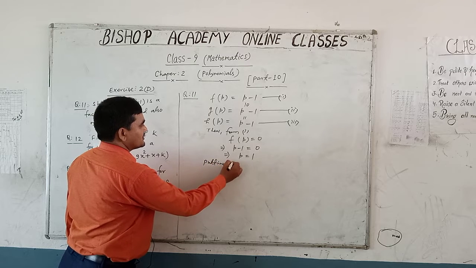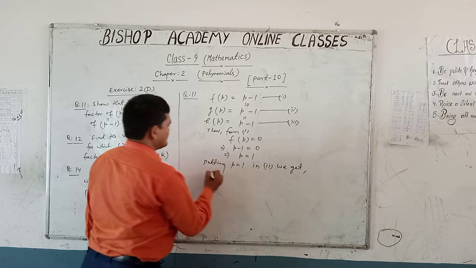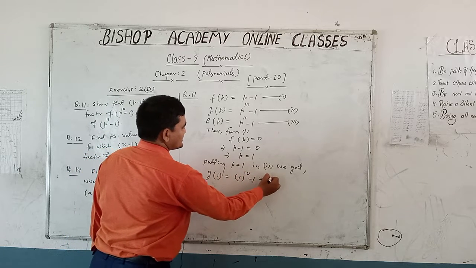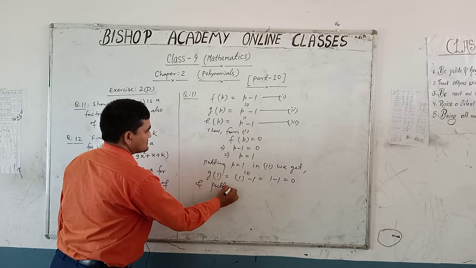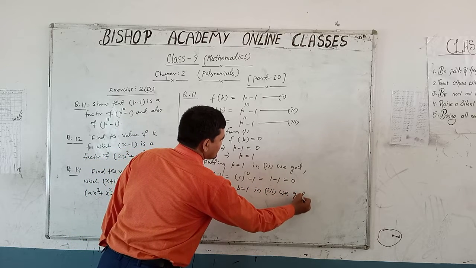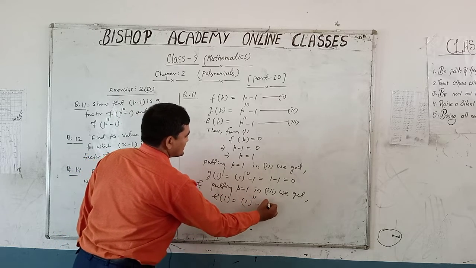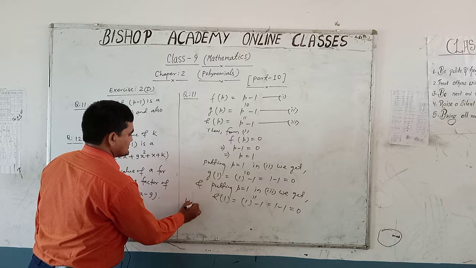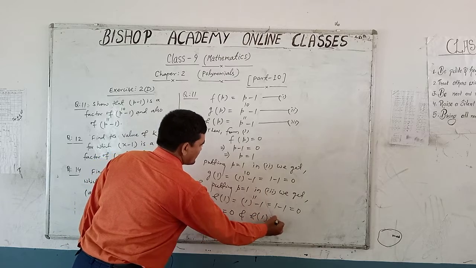Putting p equal to 1 in second, we get g(1) is equal to 1 raised to the power 10 minus 1, this equal to 1 minus 1 equal to 0, and putting p equal to 1 in equation number third, we get h(1), this equal to 1 raised to the power 11 minus 1, this equal to 1 minus 1 equal to 0. Here g(1) equal to 0 and h(1) equal to 0.